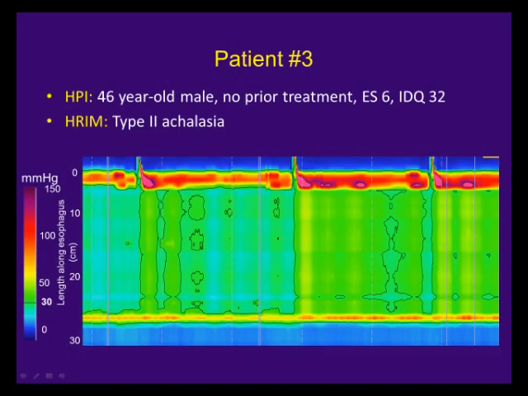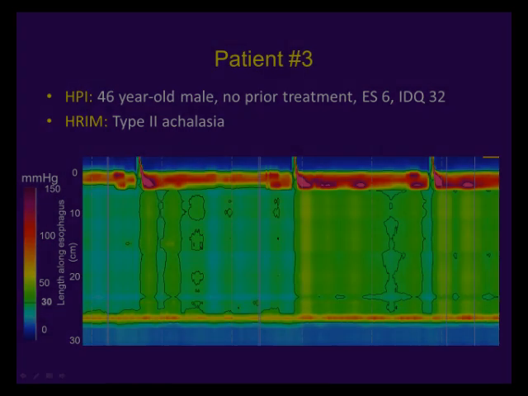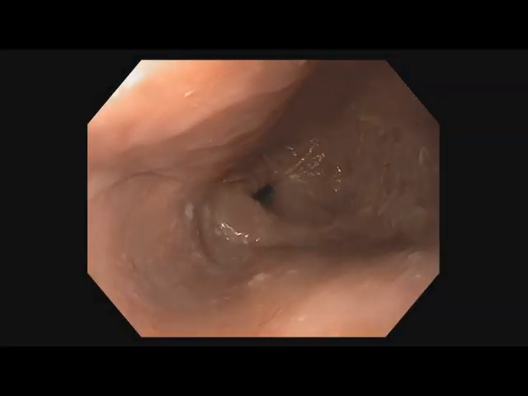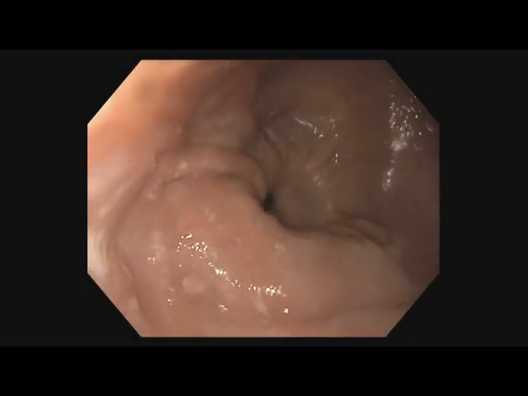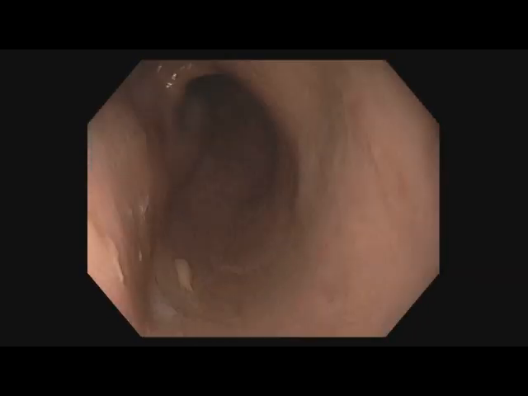Our third patient is a 46-year-old male with type 2 achalasia. Evidence of panesophageal pressurization can be seen on high-resolution manometry. In this patient, diagnostic endoscopy revealed a circular thickening at 25 centimeters from the incisors, with stasis esophagitis proximal to this mechanical obstruction.